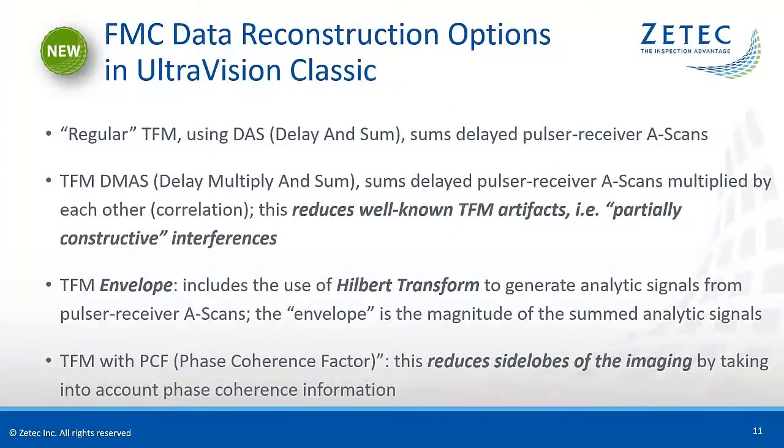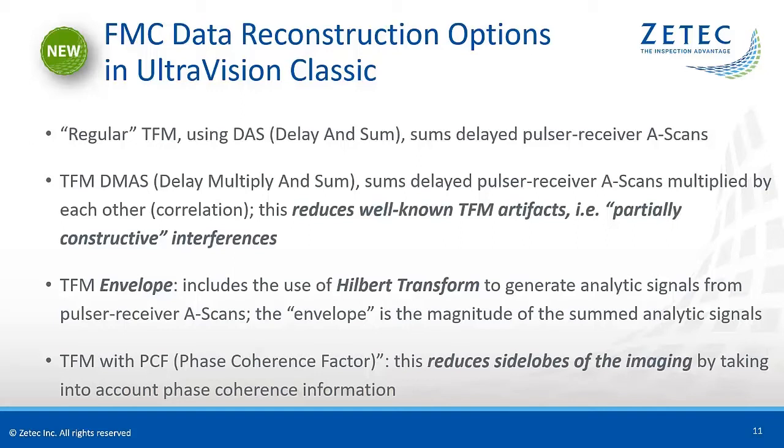Let us now take a deeper dive into some data reconstruction algorithms for raw FMC data. I will not go too much into mathematical details, but just try to point out some key differences. The most commonly used TFM reconstruction algorithm is based on a DAS, or delay and sum, approach. It basically applies appropriate delays to the individual pulser-receiver A-scans and sums them afterwards. A similar approach is used for the regular STF reconstruction algorithm.